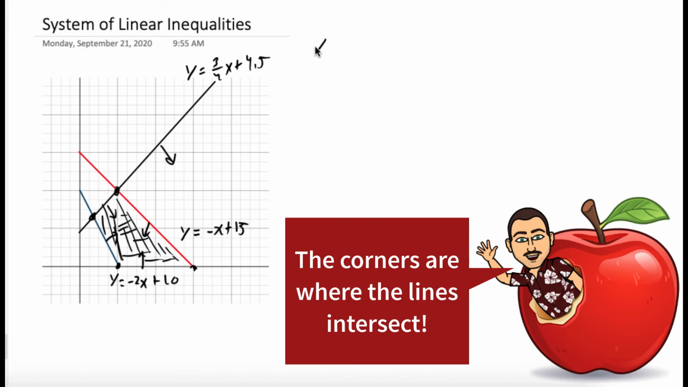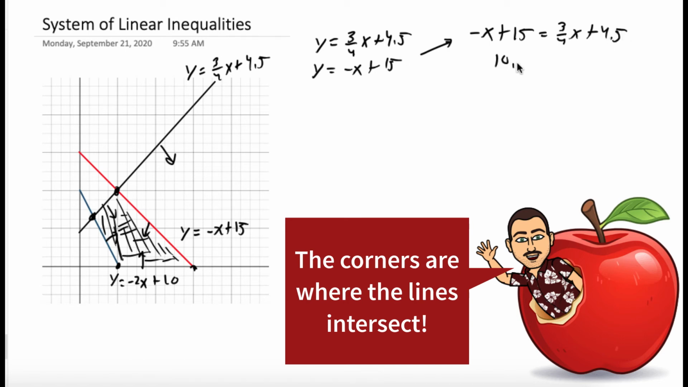So let's start by finding where the line y equals 3/4 x plus 4.5 intersects with the line y equals minus x plus 15. This is where the black line and the red line intersect. Well, both of the y's are set as y equals, so we could do substitution. So minus x plus 15 equals 3/4 x plus 4.5. Bring all the constants to the left, all the x's to the right, and we get x equals 6. Sub it into the second equation, and we get y equals 9. So we get the point 6, 9 as this intersection point. That's one of our corners.